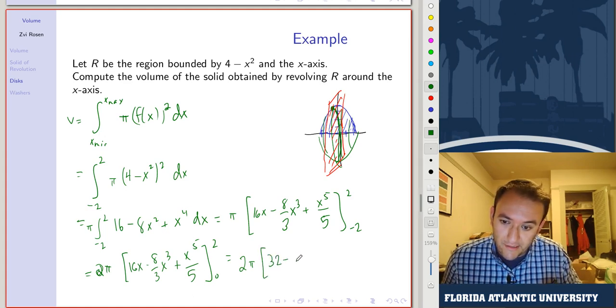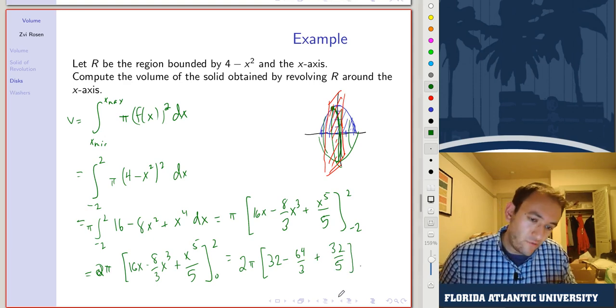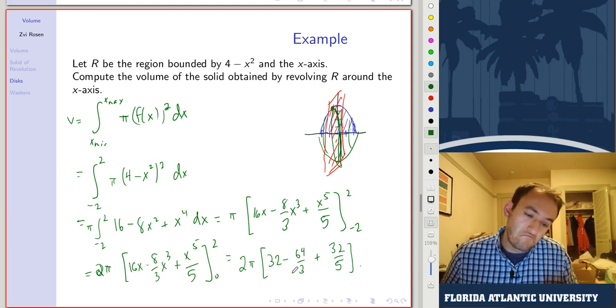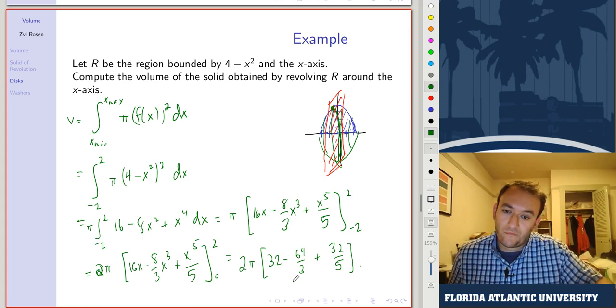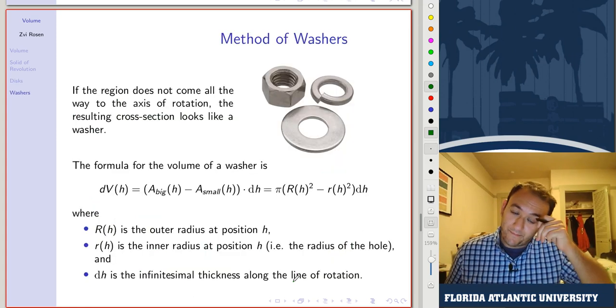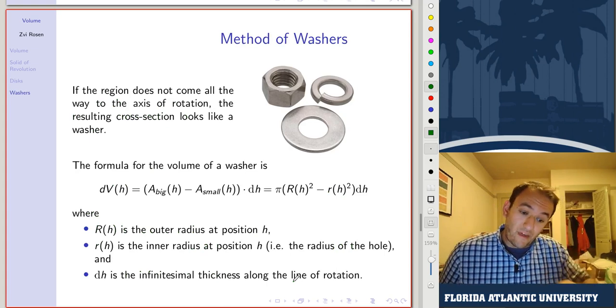32 minus 64/3 plus 32/5. Okay, and if you'd like, you can simplify that, but this is fine for now. Okay, so that was the method of disks.